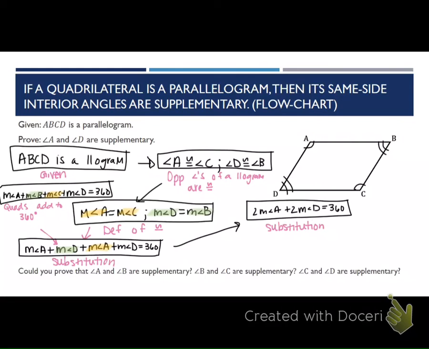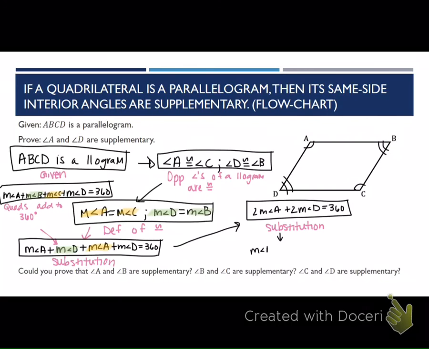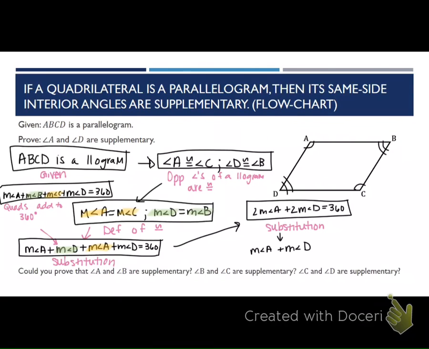Then if we divide everything by 2, we get the measure of angle A and the measure of angle D. I'm dividing everything by 2 here because I'm trying to get it to be supplementary, and supplementary means 180, okay?